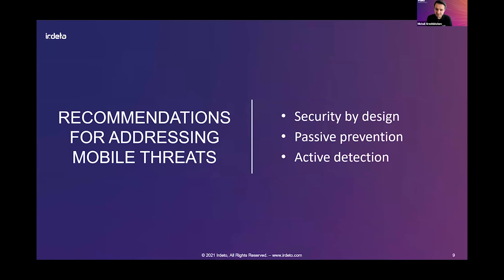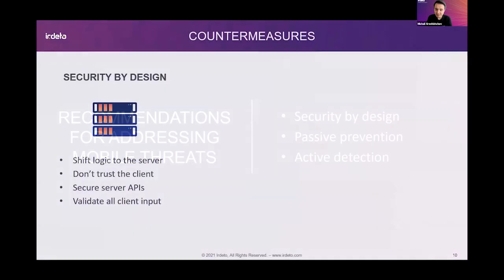So now that we understand what kind of threats apps might be susceptible to, based on the features they have, I have some recommendations for you on how these mobile threats can start to be addressed. And luckily, they fall into 3 nice buckets. There's security by design, passive prevention, and active detection. And security by design, I'm hoping everybody is familiar with.